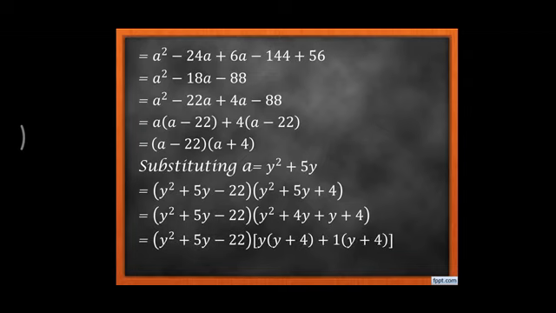So we have the first bracket as it is. In the second bracket we will write it in square brackets. First two terms y is common. In brackets we have y plus 4. In the last two terms 1 is common and the bracket has y plus 4. So the factors are y square plus 5y minus 22 into y plus 4 into y plus 1.